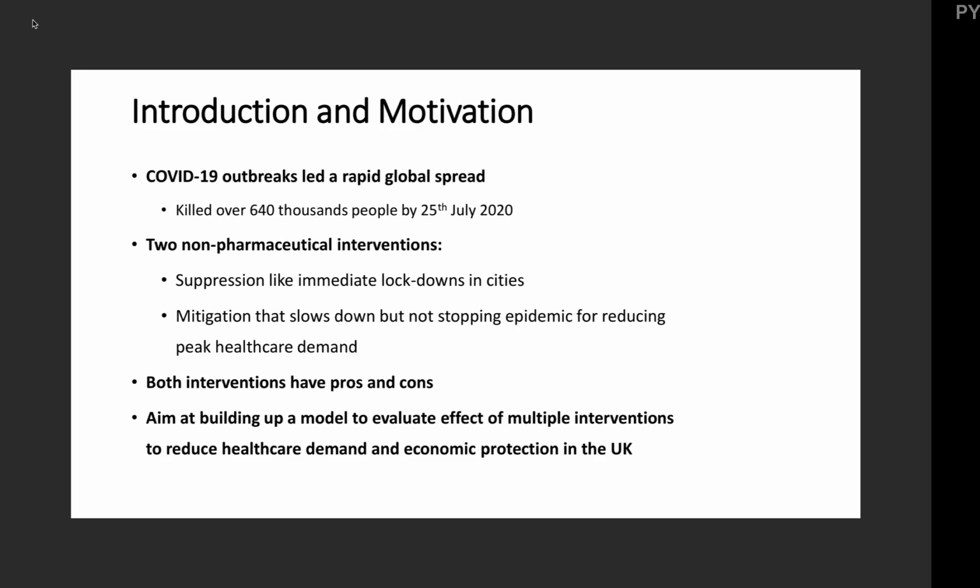Recent ongoing outbreaks of COVID-19 have spread to at least 146 countries and have killed over 640,000 people in the world by July 2020. For effectively controlling the COVID-19 outbreak, many countries have implemented different interventions like suppression strategies and mitigations, but both interventions have pros and cons. Our study aims to build a model to evaluate the effect of multiple interventions to reduce healthcare demand and economic protection in the UK.